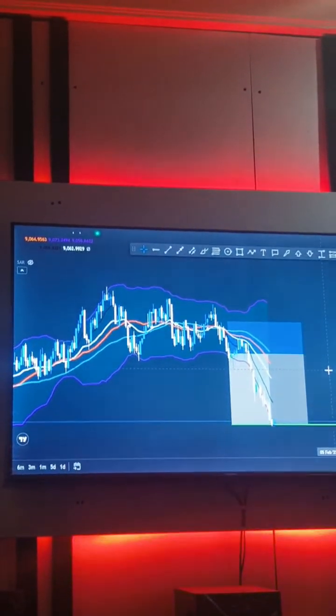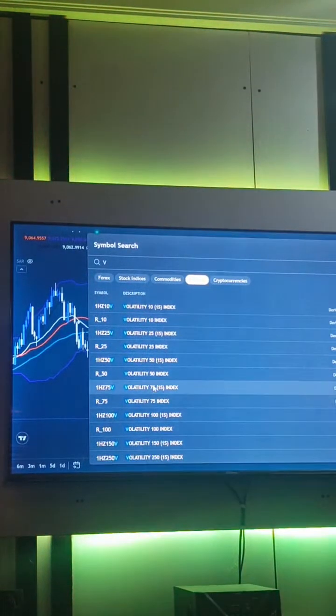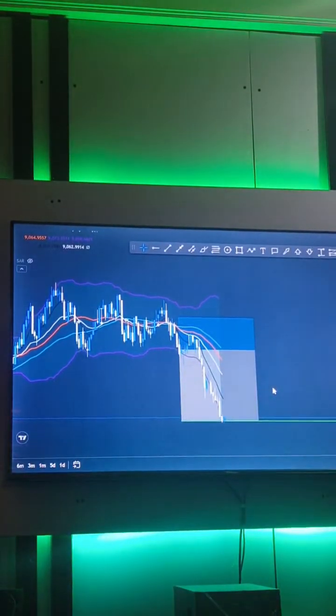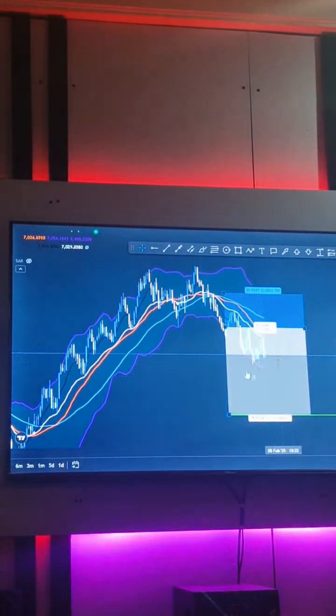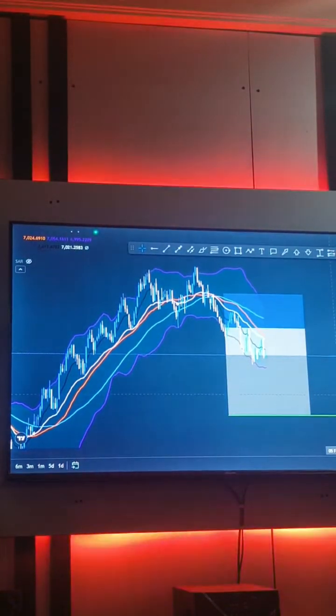Let's check some 5 1s. We are still moving on some 5 1s. Although we are still playing around, we are moving gradually.